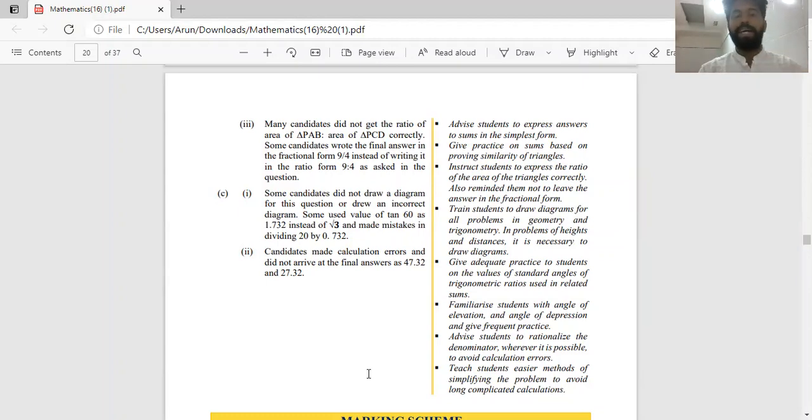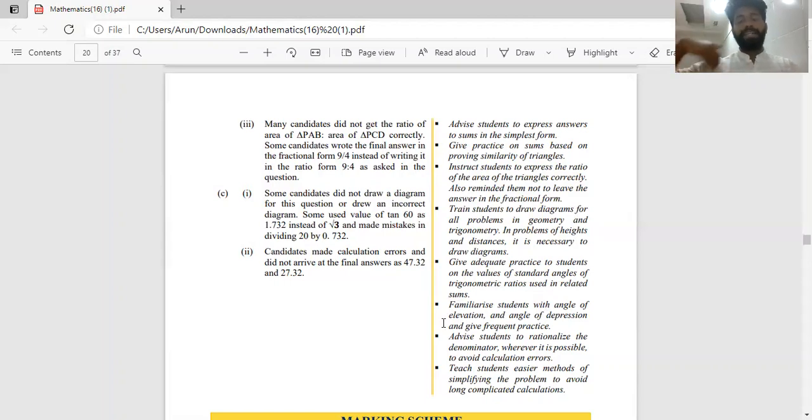You have to do it very carefully, you should know how to do it. And once you have made the diagram properly, you just have to ensure that you are not making any calculation mistakes and that you are substituting the correct values for standard angles, tan 60, tan 30, cos 45, whatever it is. You need to know all the values and substitute them correctly.